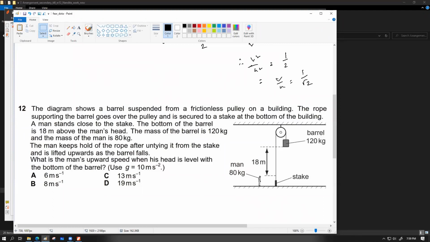What do you understand from the statement? This is going to be the moving scenario. As the barrel falls down, the person is lifted up. Basically, Pirates of the Caribbean stuff. So what is the man's upward speed when his head is level with the bottom of the barrel? So when his head, which is at this level, is going to be perfectly level with the bottom of the barrel, what would be his upward speed?